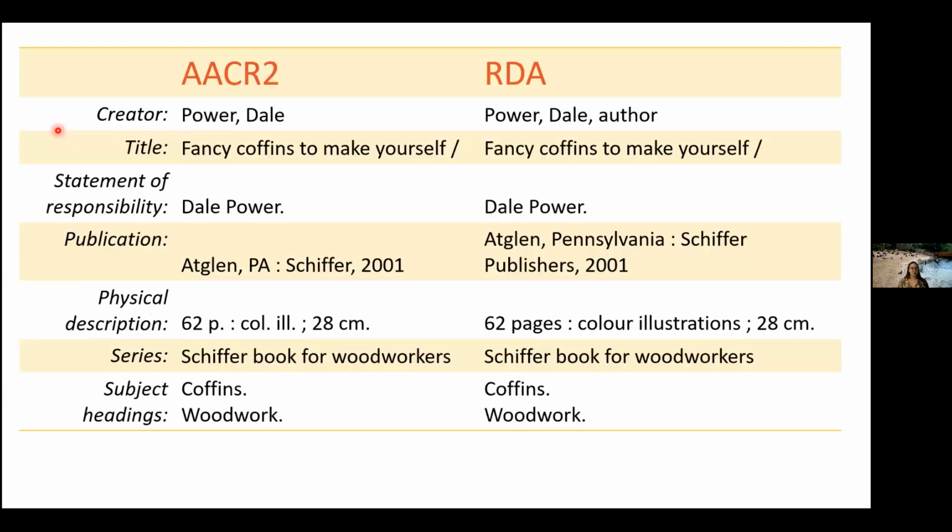So I've just popped the AACR2 record and RDA record for fancy coffins here side by side. They do look very similar because for simple records, they are very similar. But RDA, you can see, is emphasising the relationship of Dale Power to the work, that he's the author of it. AACR2 had the capability of this, but RDA places much more emphasis on it. We can also see that the abbreviations have been written out in full, which makes it much more accessible to people for whom perhaps English isn't the native language, or when you're trying to read a record that's been catalogued in a different language.